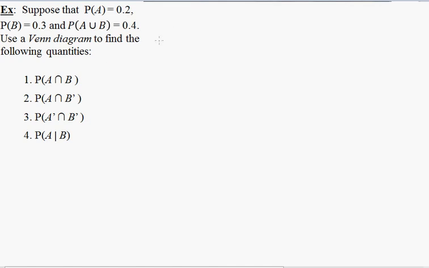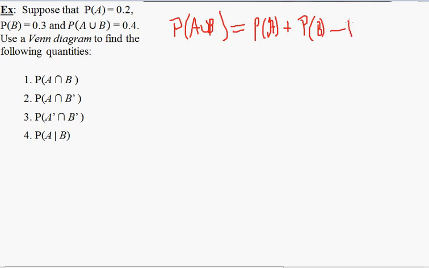Well, the first one, we actually don't need a Venn diagram. We know that the probability of A or B is the probability of A plus the probability of B minus the probability of A and B.